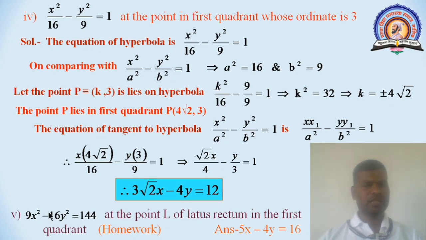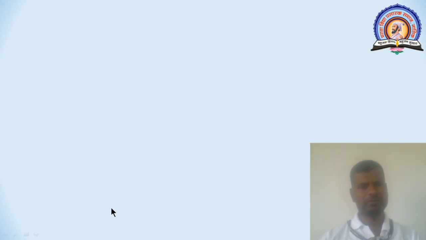Convert it into the standard form. Find the value of a square, b square. Put the value of a square and b square and find the coordinate of the latus rectum in the first quadrant. We will get x1 and y1. So find the equation of tangent to this hyperbola. The answer is 5x minus 4y is equal to 16. It is the required equation of tangent to the given hyperbola.